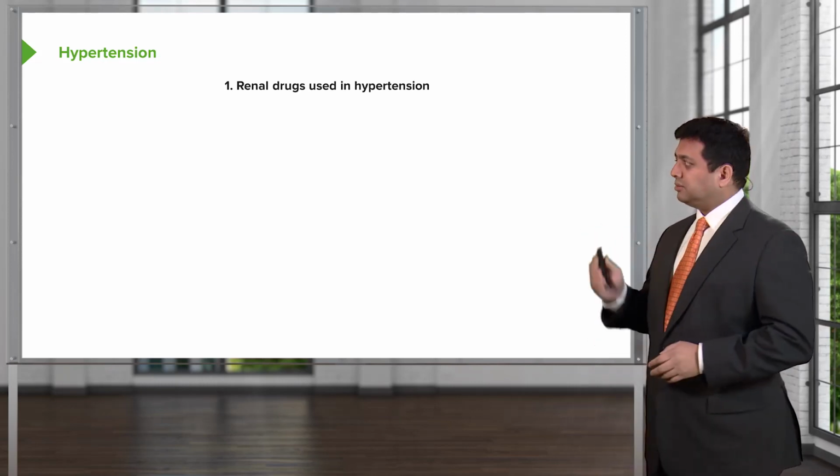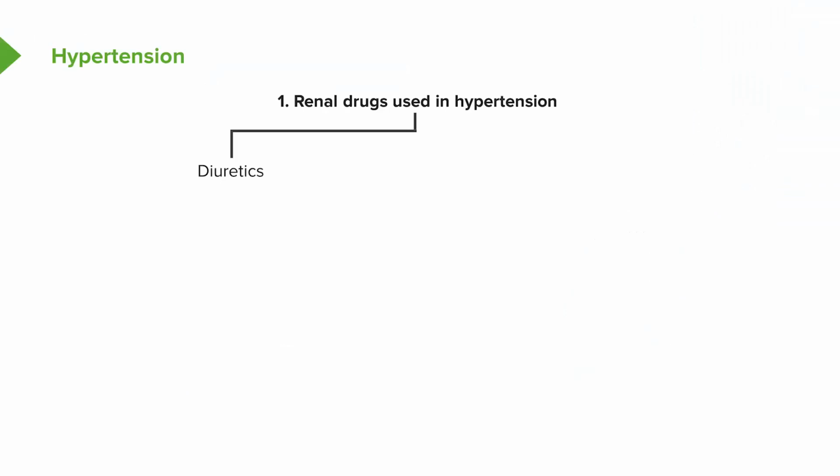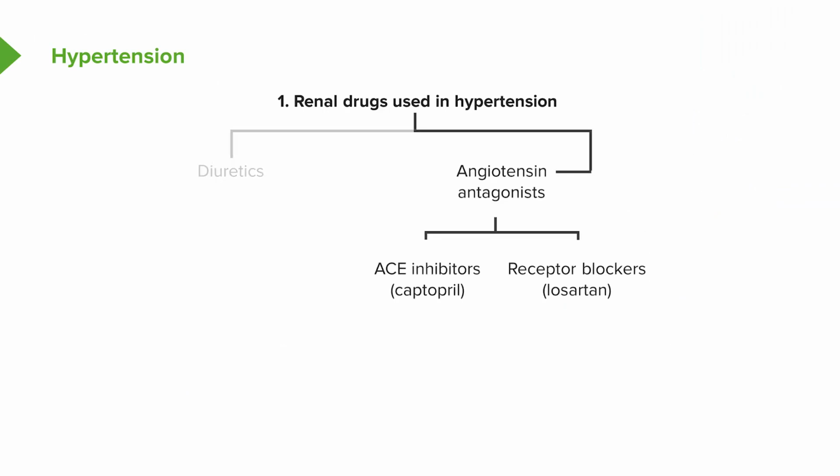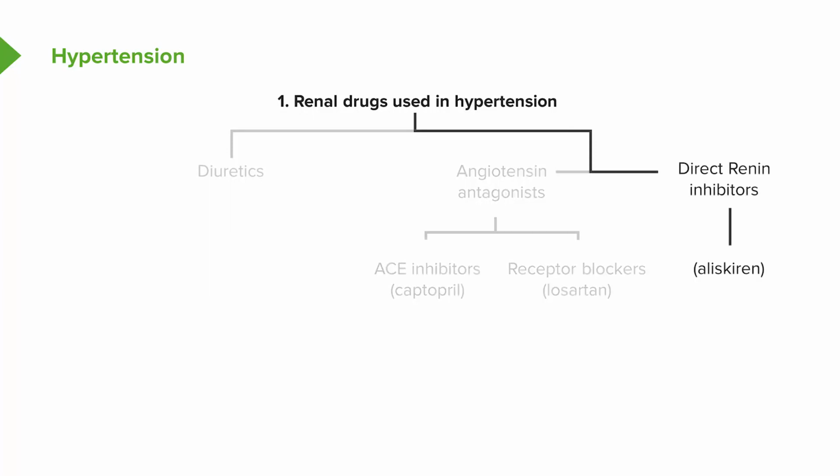Let's talk about renal drugs used in high blood pressure. We have diuretics, and we have angiotensin antagonists. Now, the angiotensin antagonists are divided into two major groups: the angiotensin-converting enzyme inhibitors, or ACE inhibitors, and the angiotensin receptor blockers. Now, we do have another category called the direct renin inhibitors, and there's only one drug in this drug class. We'll cover that as well. So there you have it. Those are the renal drugs in high blood pressure control.